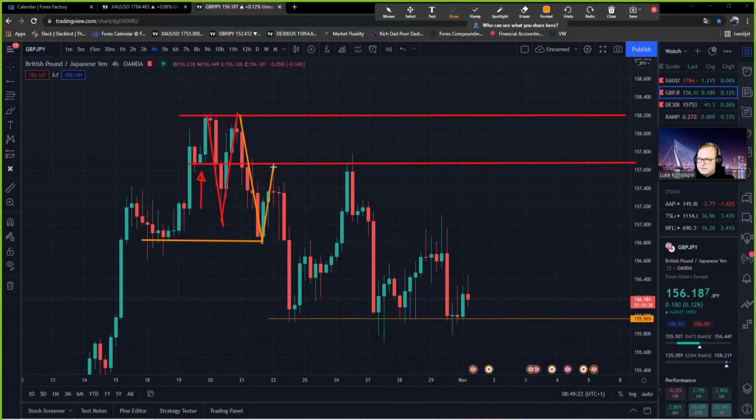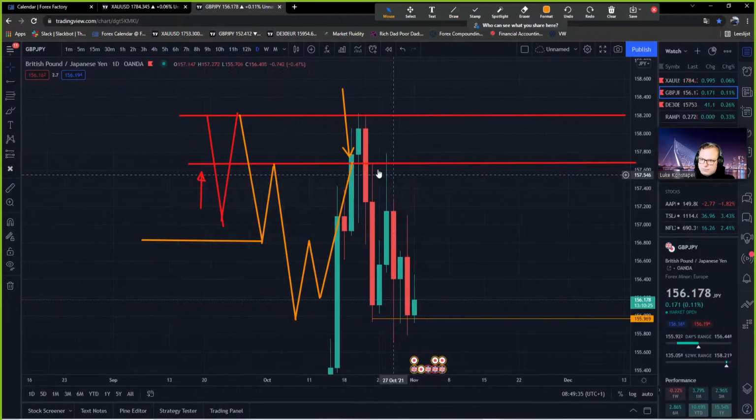Now, then we had a very nice retest. Continuation: lower low, lower high, lower low, and then filled lower low. Higher time frame pullback, higher time frame retest, right? Maybe on the daily time frame. You can see the daily time frame retest over here.